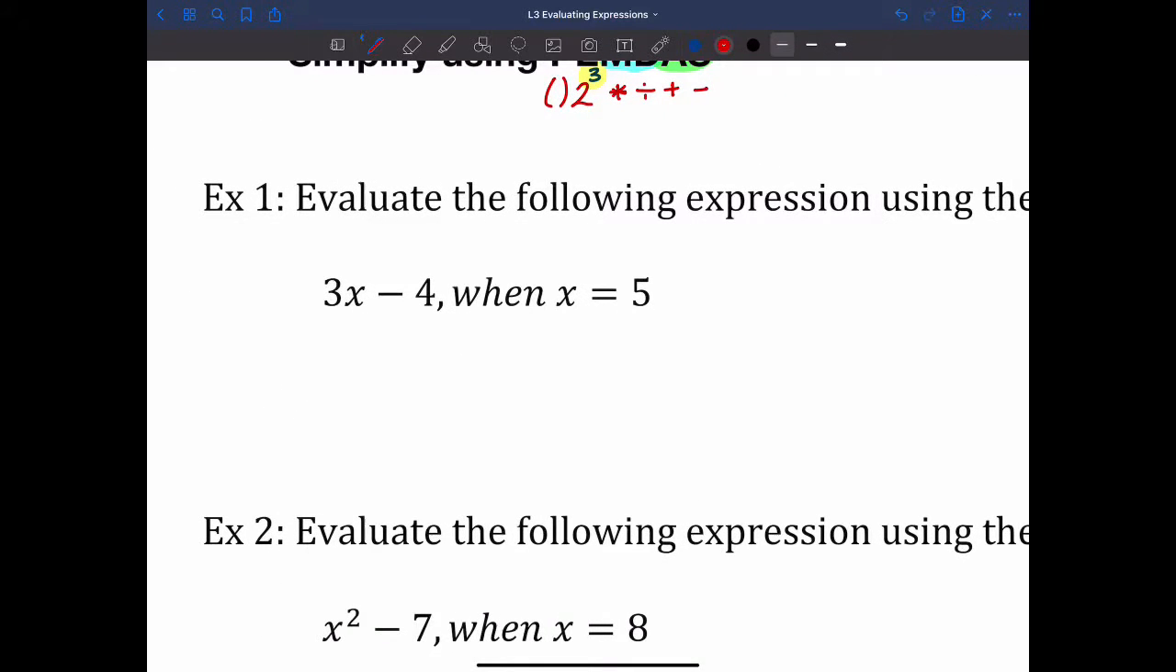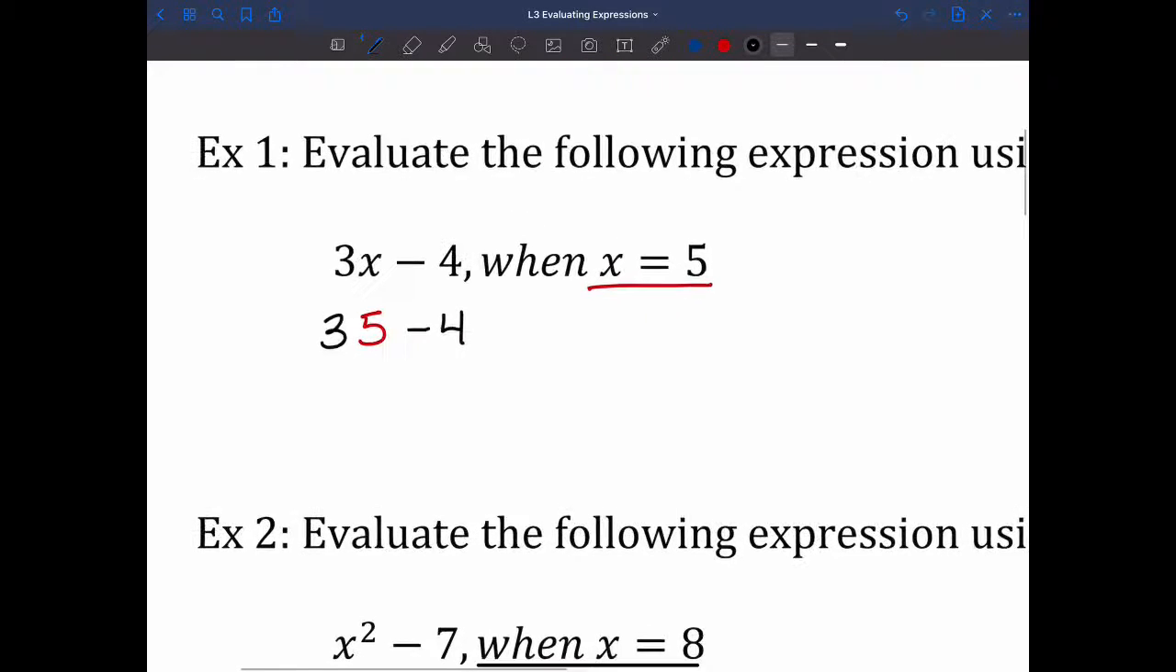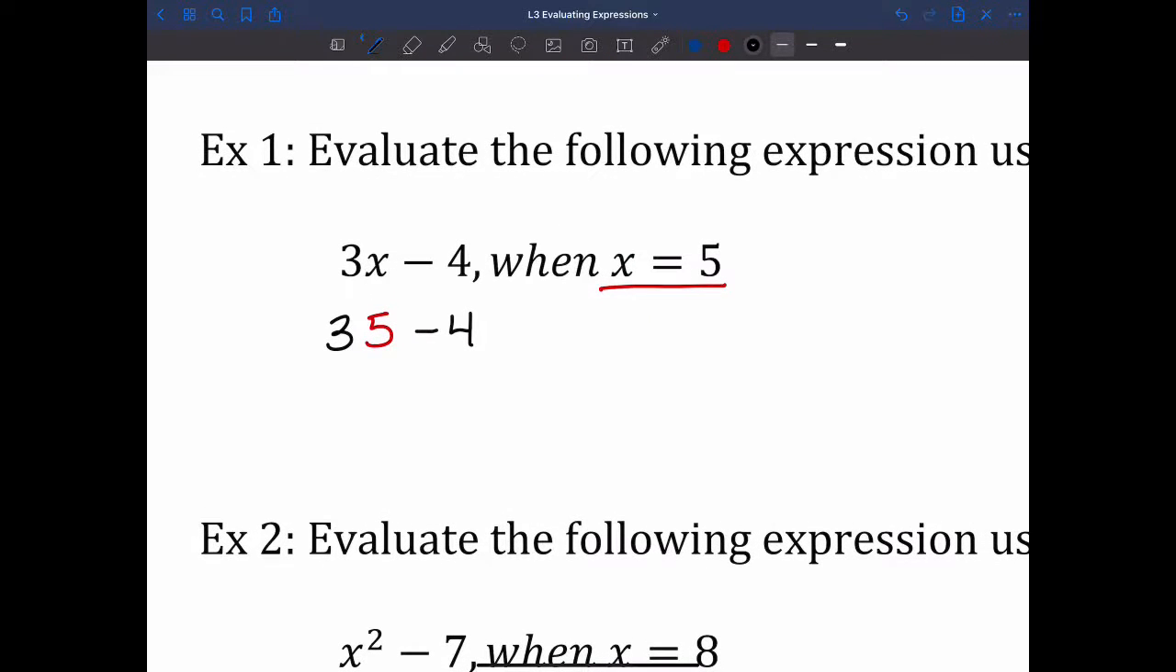What we've got here is 3x minus 4 when x is equal to 5. So x is equal to 5, that's what we're going to plug in. Instead of writing 3x, I'm going to write 3 and plug that 5 in. But that looks a little weird, doesn't it? So that 3 is a coefficient. Remember I was saying that there's a little bit of invisible multiplication between those?